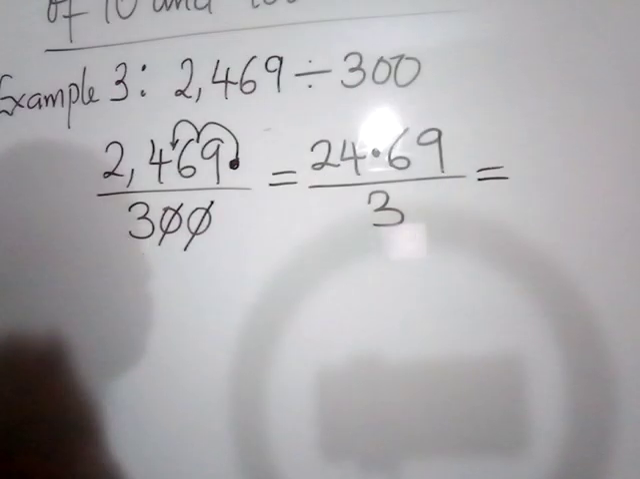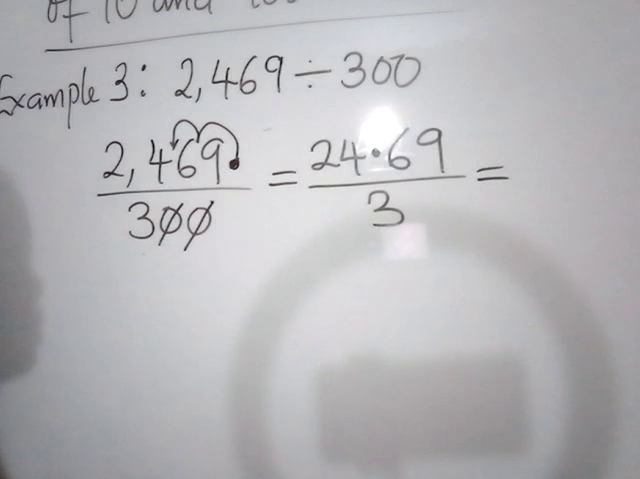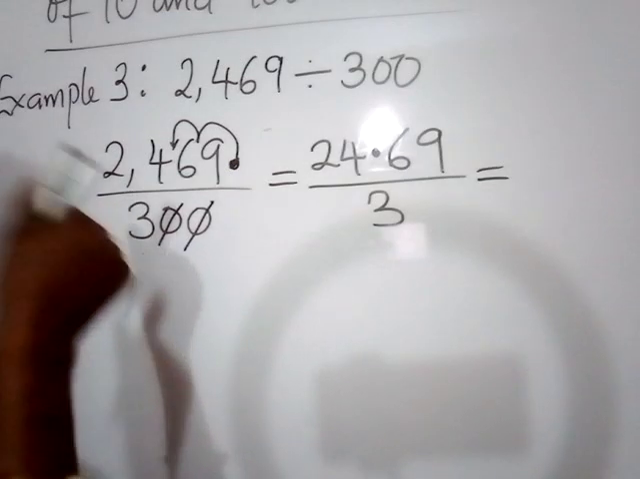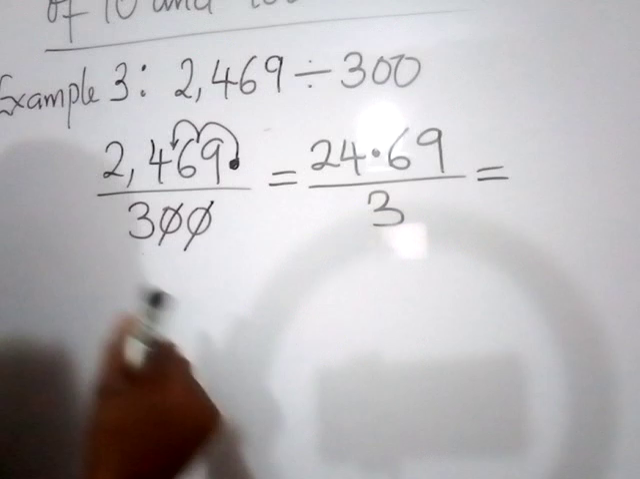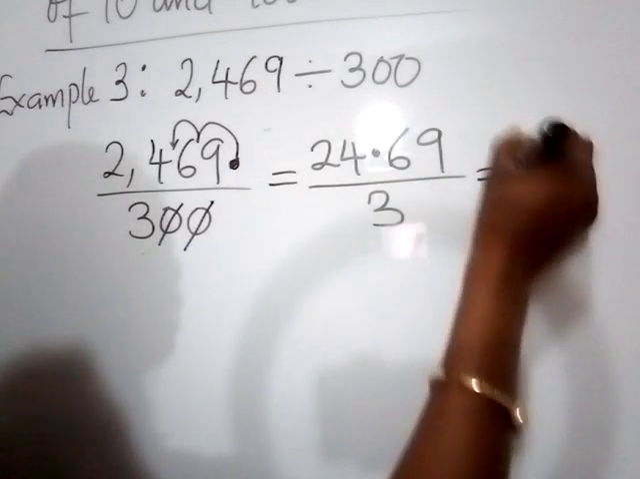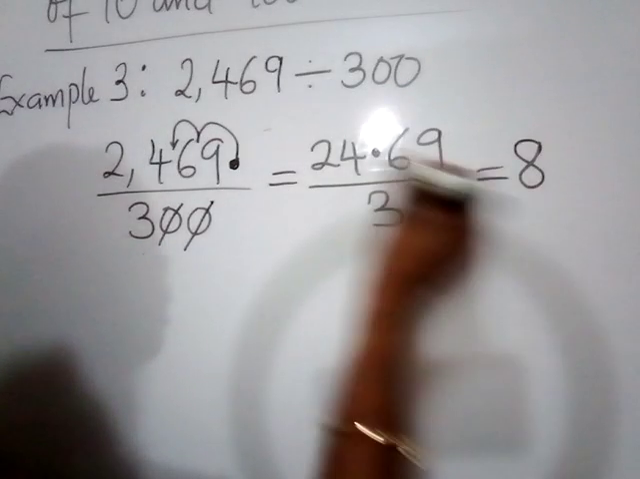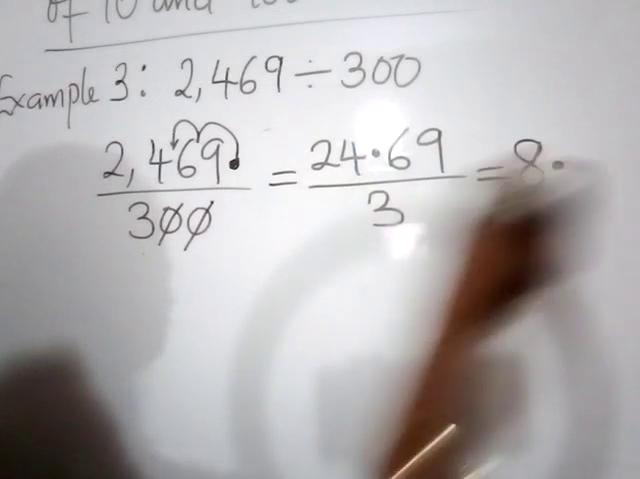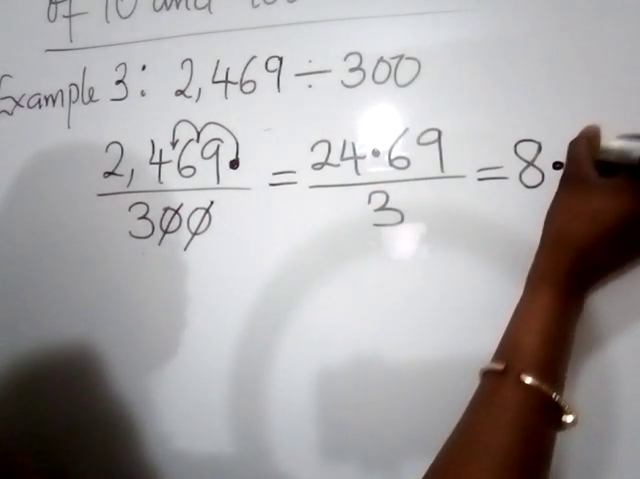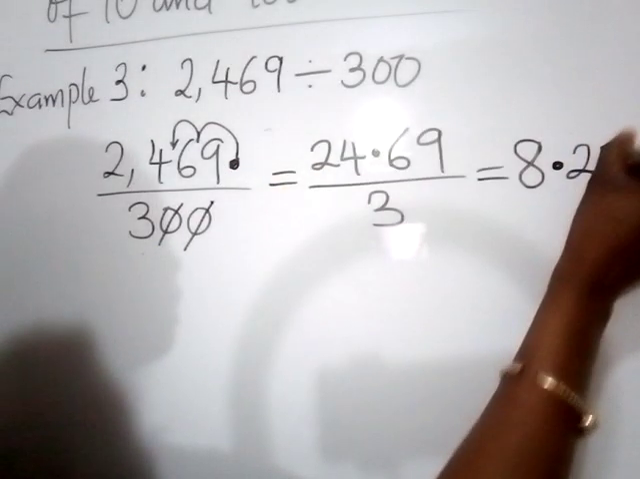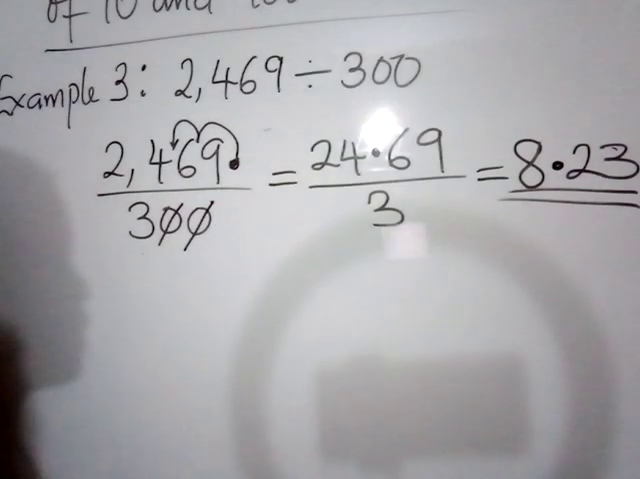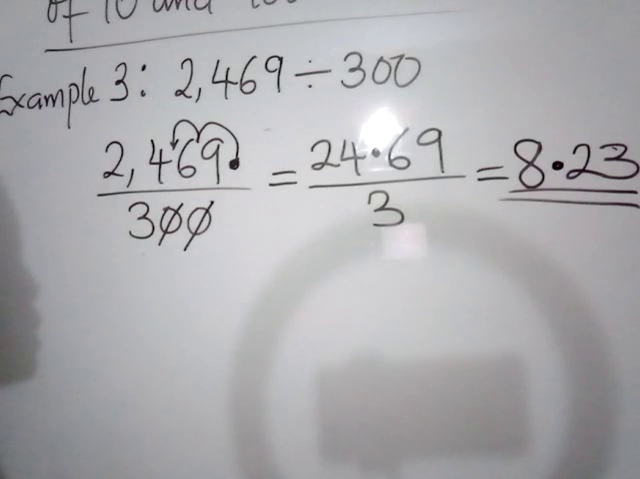We are using the cancellation method as usual because it is shorter, it's faster, and it's more ideal for this kind of division. So 3 divides 24, that gives us 8, right? Remember your point because there's no remainder. So 3 divides 6, that's 2, and 3 divides 9, that is 3. Nothing is left. So our final answer is 8.23.